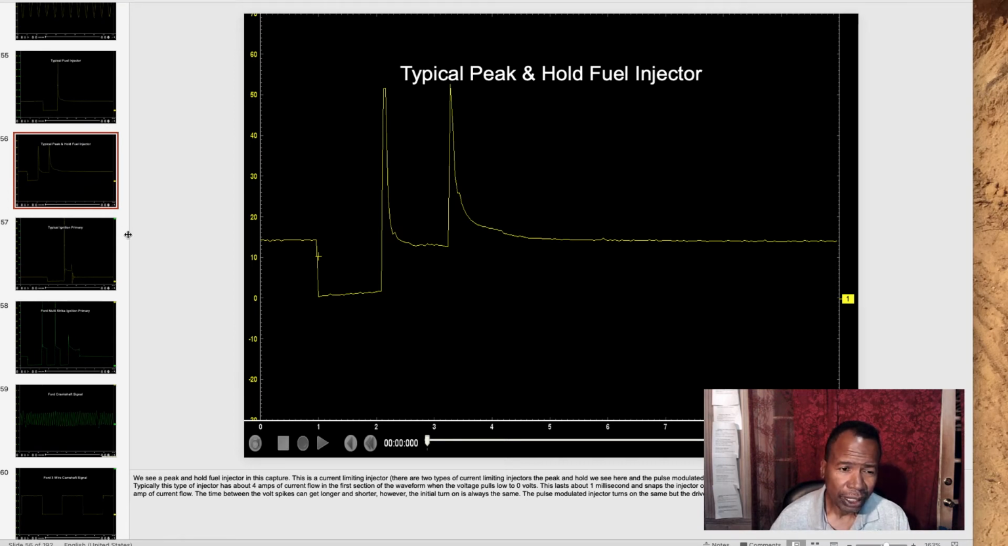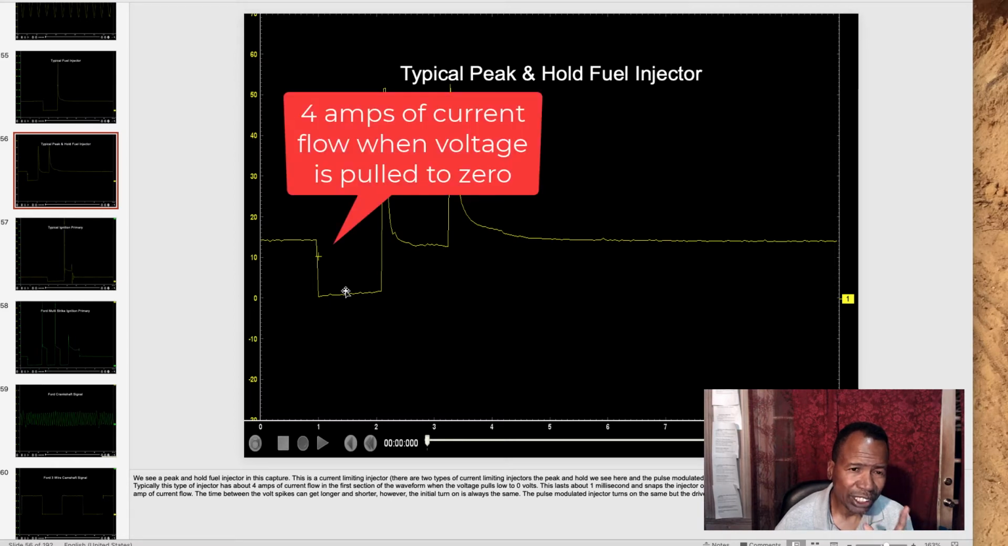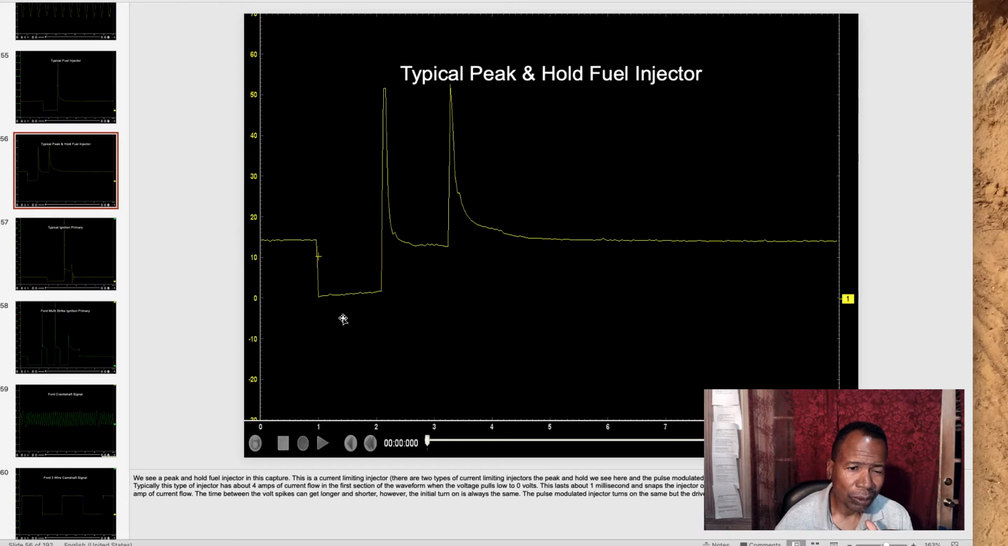And what you see here again is system voltage. The PCM is pulling it to the ground, holding it to the ground, then turning it back off. Now on this particular injector, we're sending about 4 amps of current to it to get it open with no resistor slowing it down. So we send about 4 amps to get it open really quick.